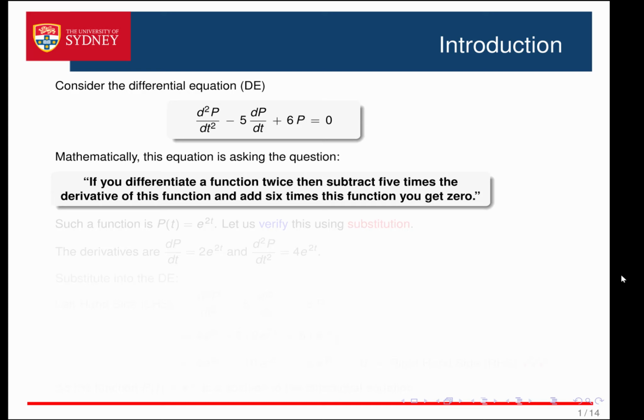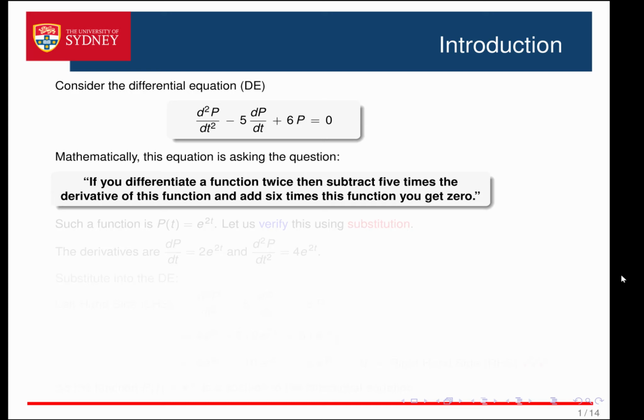We can think of this differential equation as posing a question. The differential equation is asking us to find a function p, which is a function of t, such that if you differentiate the function twice, then subtract 5 times the derivative of the function plus 6 times the function, you get 0 for all values of t.